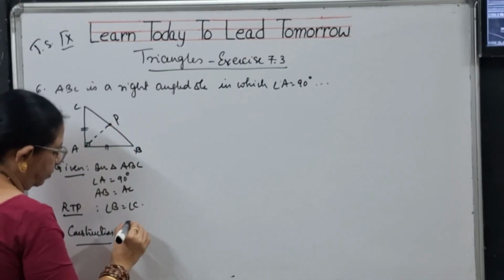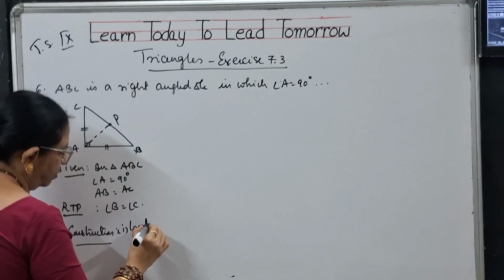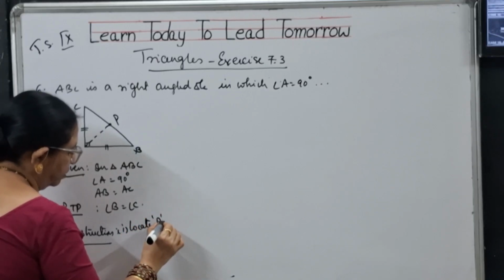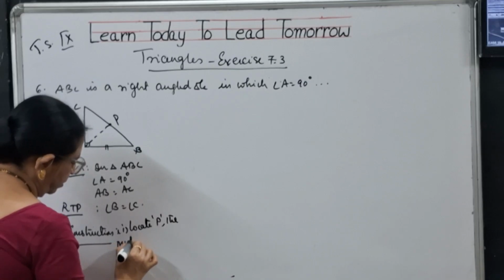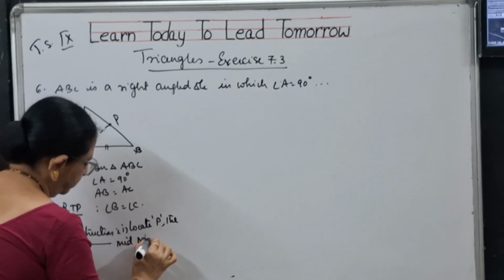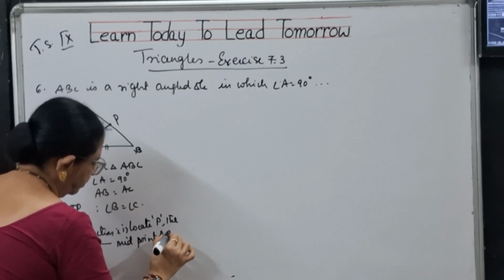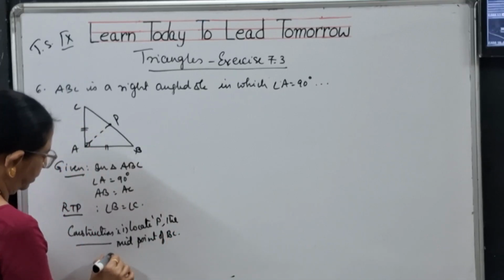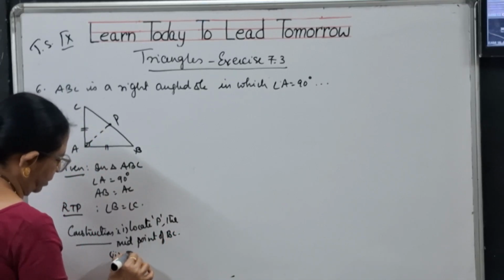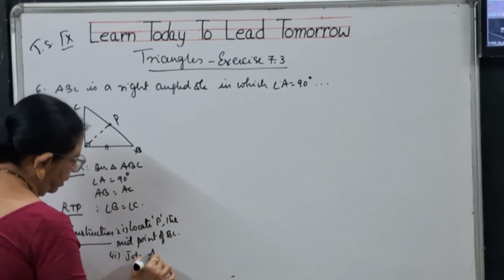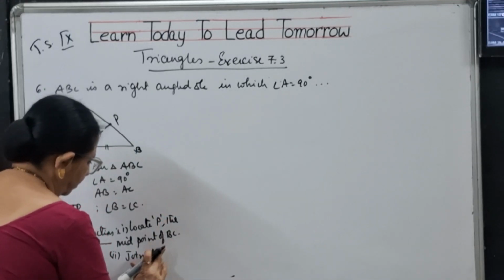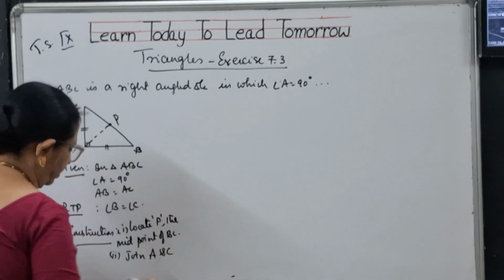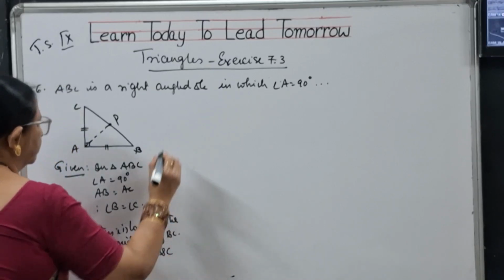First point, locate P, the midpoint of BC. And second one, join A and C. Okay, A and C you write. Join A and C. Now proof.